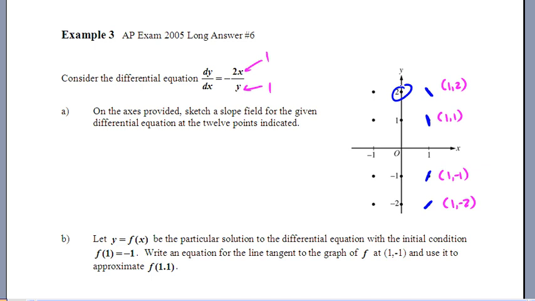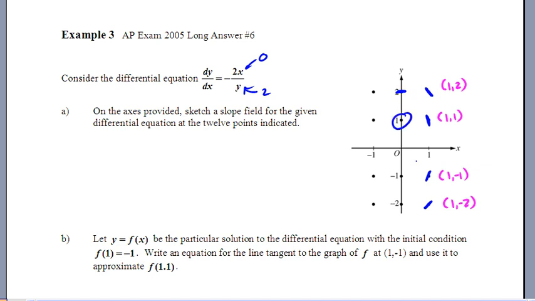This point up here is 0, 2, 0 for x, 2 for y. So I'm just going to put into this differential equation 0 for x, 2 for y. Well, that'll be 0 on top of 2. So that's flat right there.